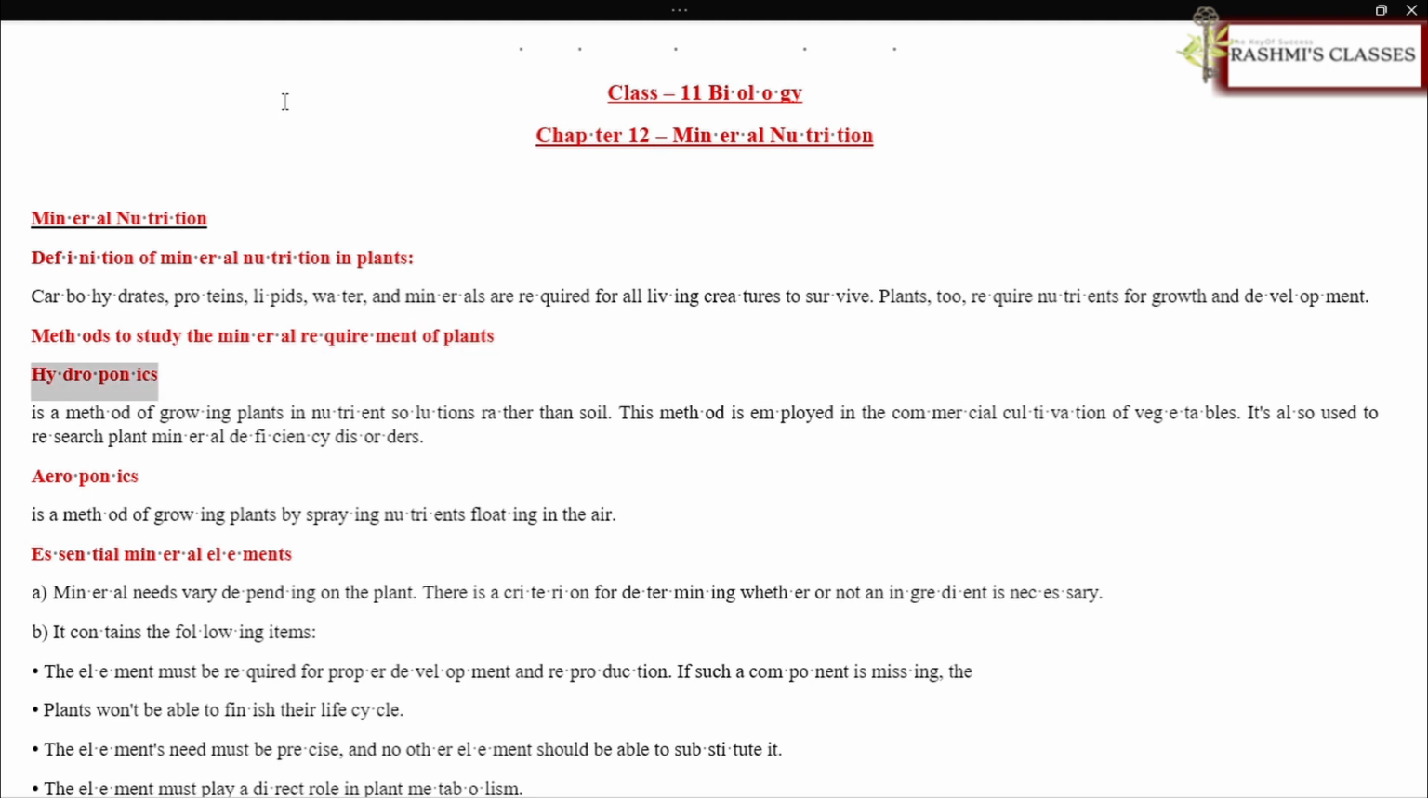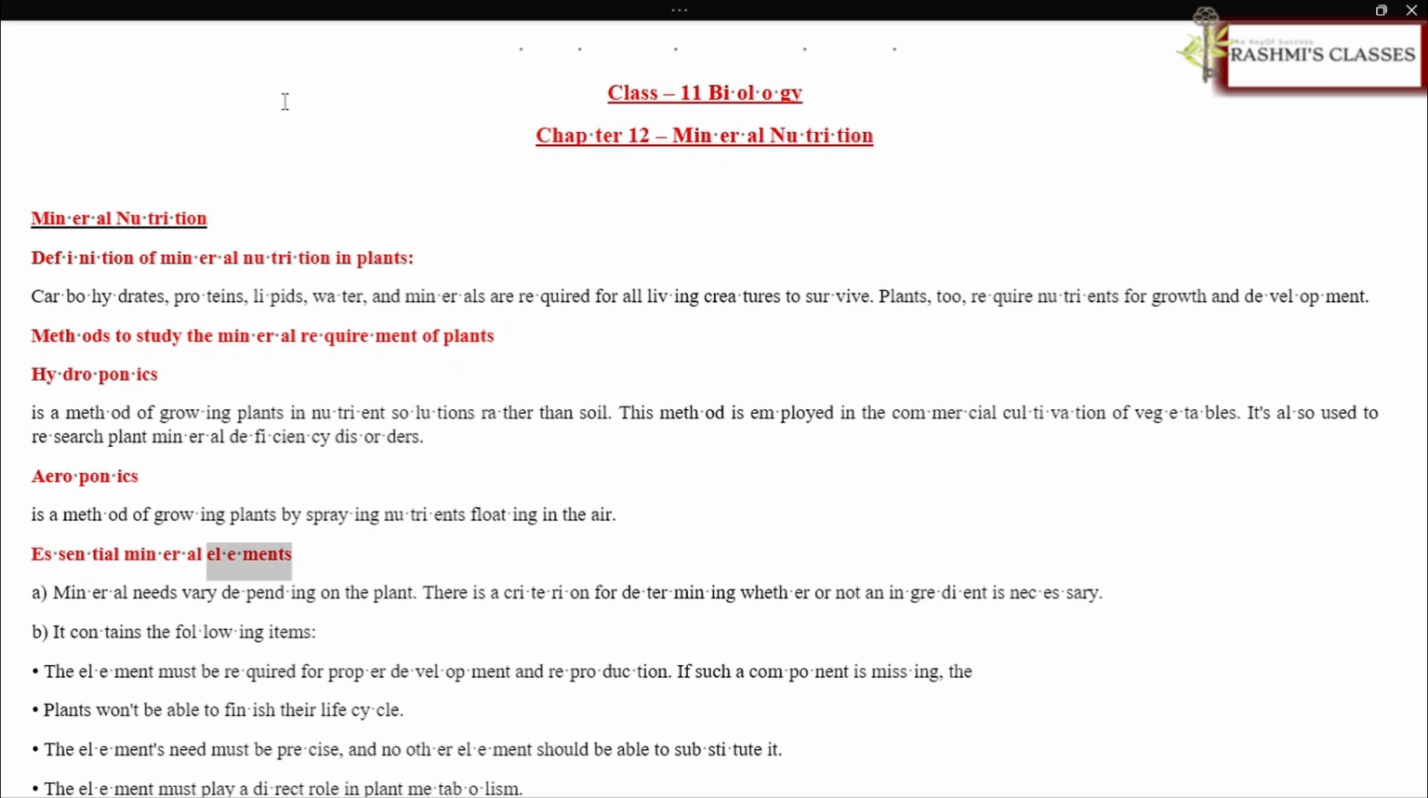Hydroponics is a method of growing plants in nutrient solutions rather than soil. This method is employed in the commercial cultivation of vegetables. It's also used to research plant mineral deficiency disorders. Aeroponics is a method of growing plants by spraying nutrients floating in the air.